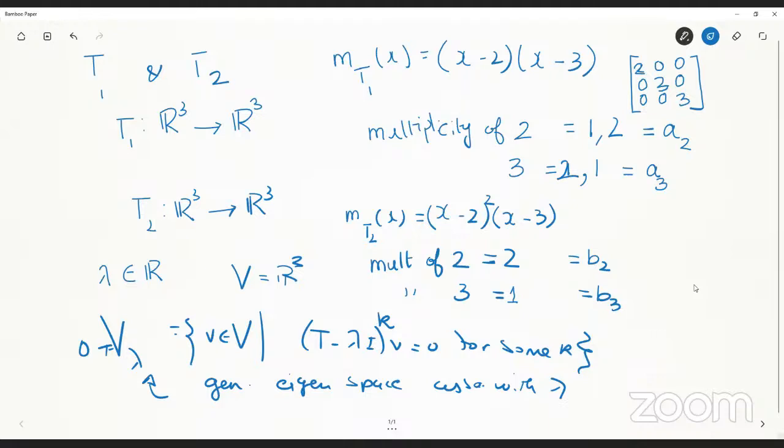So now go to D. Is that correct? So A2 less than or equal to B2 is correct. Now A3, you look at it. A3 is either 1 or 2, which is going to be greater than or equal to B3. So only option 4, D is correct. Okay?